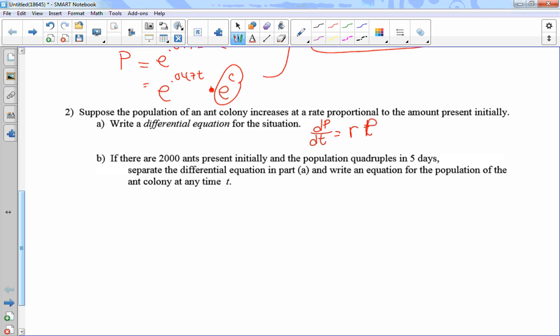Okay, if there are 2,000 ants present initially, and the population quadruples in 5 days, separate the differential equation in part A and write the equation for the population of the ant colony at time t. Okay, you go ahead and try that on your own. Find the equation of the population of the colony at time t.